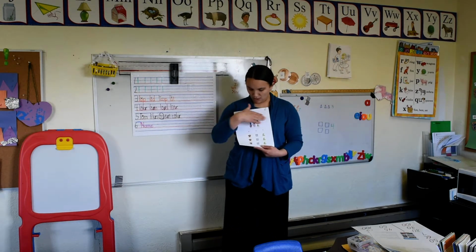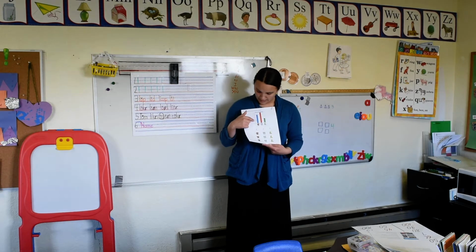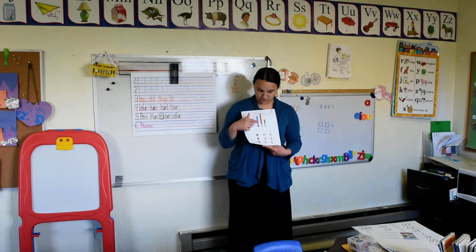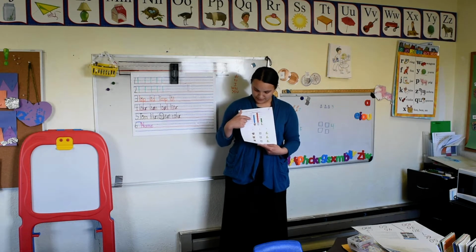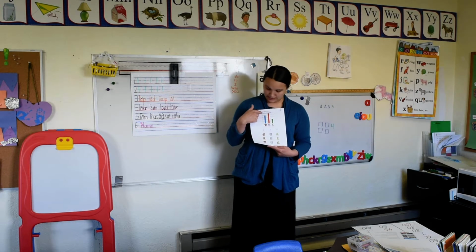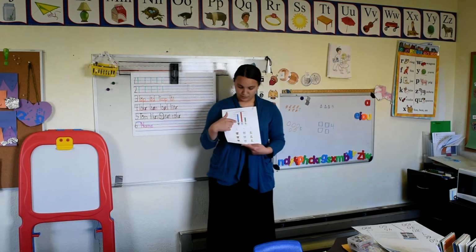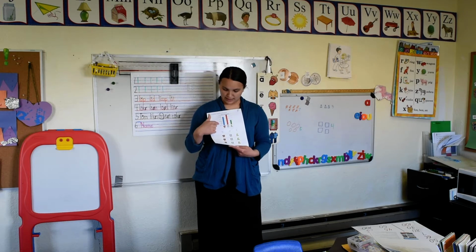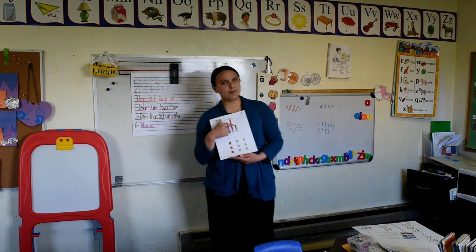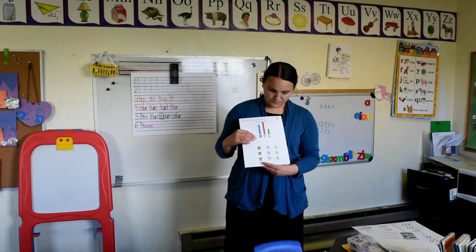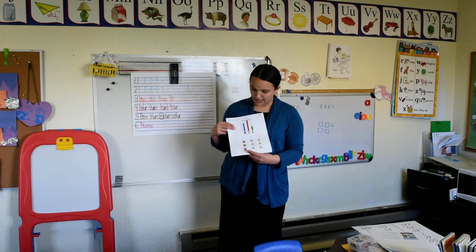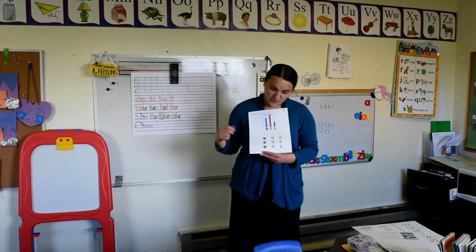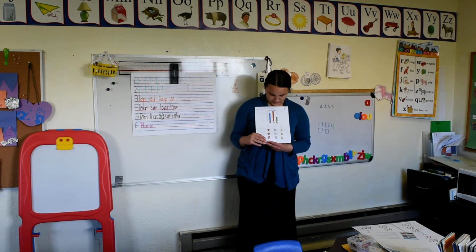Now, if we add them all together, let's count. 1, 2, 3, 4 for the dogs. That's 4 students. 5, 6, 7, 8, 9 for cats and dogs. 9 students, and then 1, 2. So 9, 10, 11. How many students did Miss Green have? 11 students. That's right. So today we are going to do a little something.